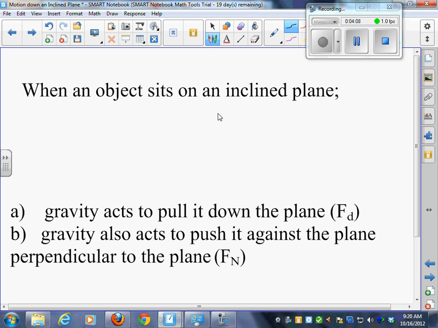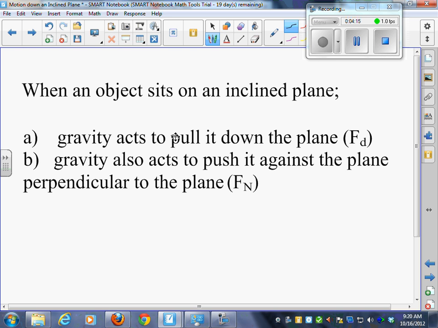So, when an object sits on an inclined plane, two things happen. Gravity acts to pull it down the plane, that's that Fd. And you don't need to redraw this, this is just for explanation purposes. Two things happen. Gravity acts to pull it down the plane, and gravity also acts to push it against the plane, perpendicular to the plane. In other words, part of that also is the normal force, right? Now, a weird thing happens as the angle goes up.